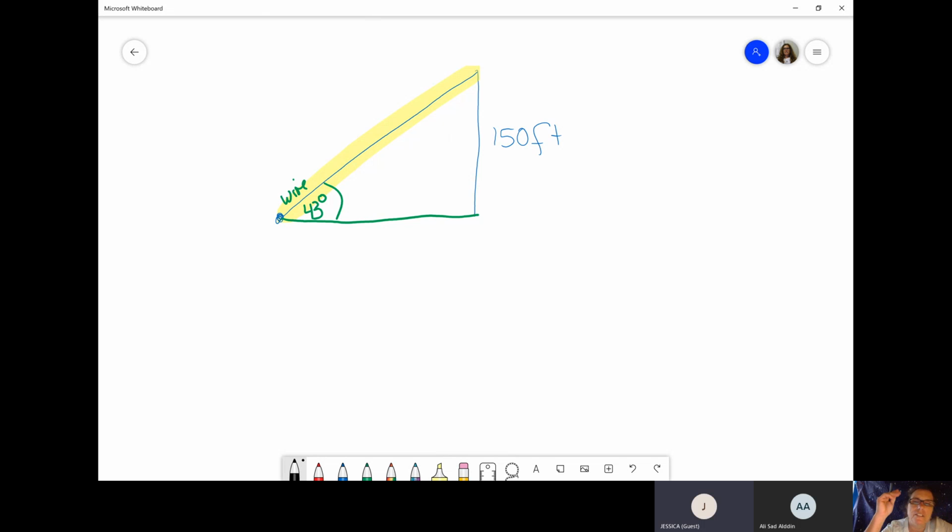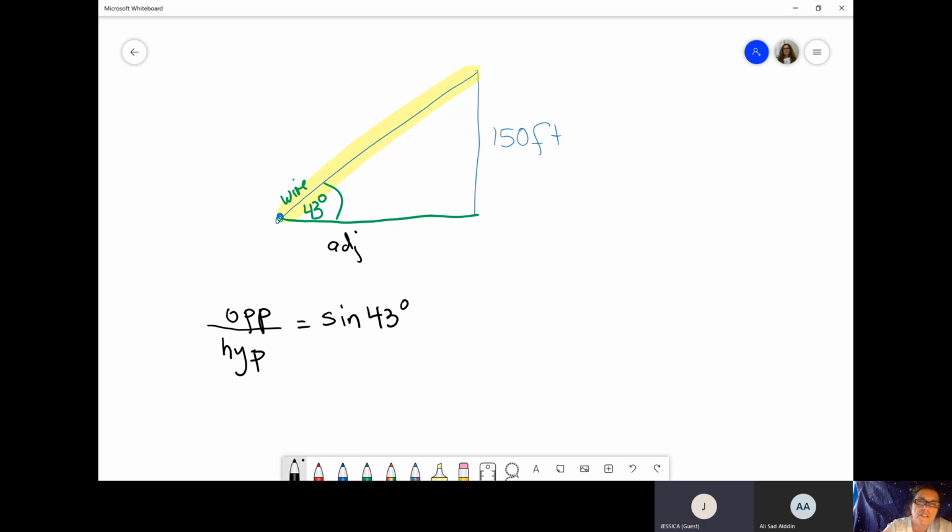What side is given? Is the opposite side given or the adjacent side? The opposite. So maybe we can do something with opposite. We have an opposite side, and we need to find what's called the hypotenuse, the length of the guy wire, the yellow line here. So that's the hypotenuse. Opposite over hypotenuse. What kind of trig function has this definition? Sine. That is the sine of 43 degrees.